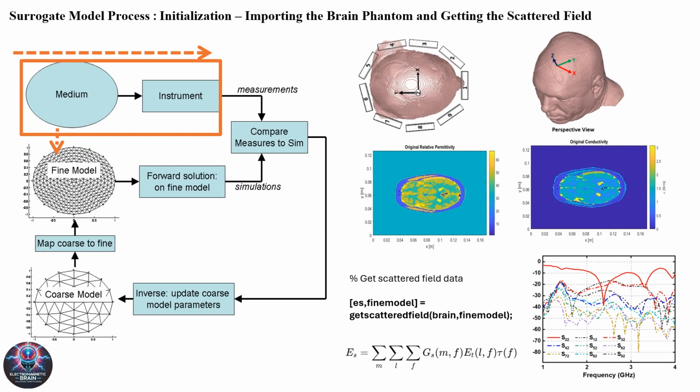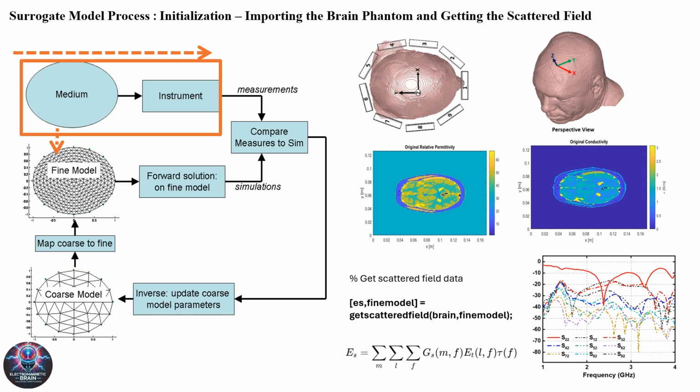In the first step of the surrogate model, we need the measured signal, which can be obtained from the microwave imaging system or by simulating the full system. Here we propose a totally in silico system. For this, we begin by importing a brain phantom into the computational medium. The phantom serves as the true representation of brain tissue properties, which is essential for simulating scattered electromagnetic fields.